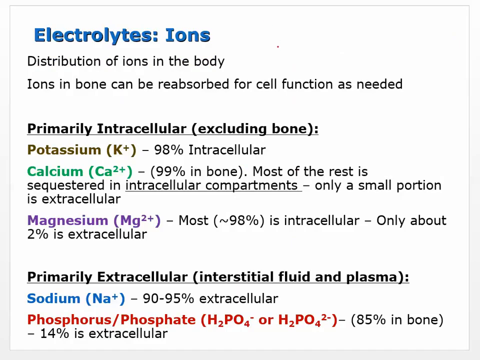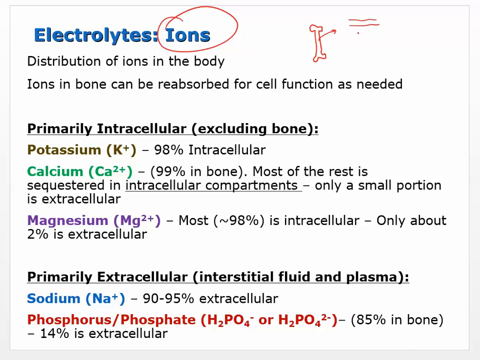All right, so let's talk about electrolytes. Electrolytes, really, we're talking about ions, distribution of ions in the body. So ions in bone can be reabsorbed for cell function as needed. That's just a little example there. We know that we have bone, and it has a lot of calcium and phosphorus and things like that, and if we need those things, we can reabsorb them back into the body.